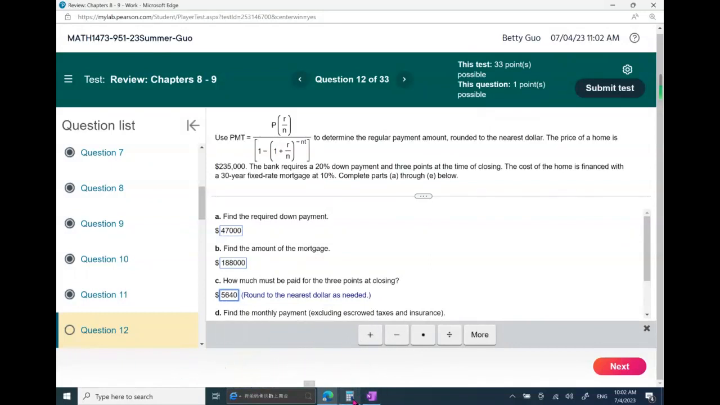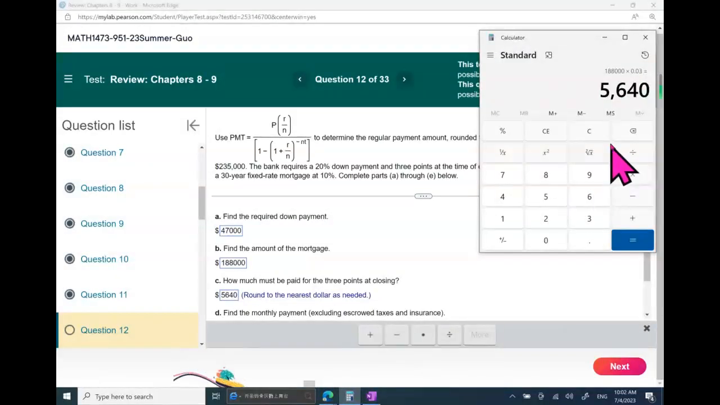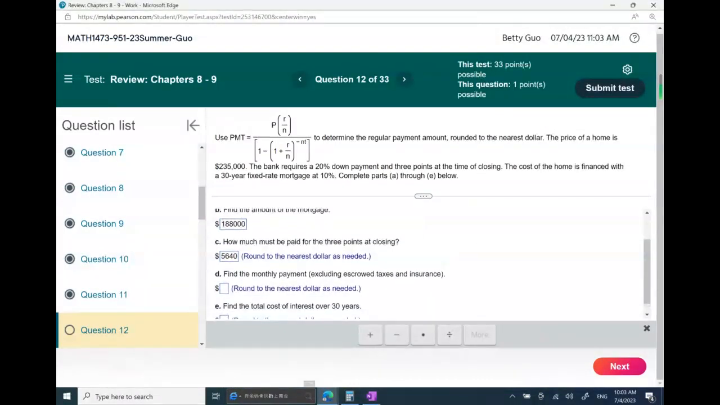3% of the mortgage. Let me double check. 0.03 multiplied by 188,000 is 5640. That's correct. That's the points.